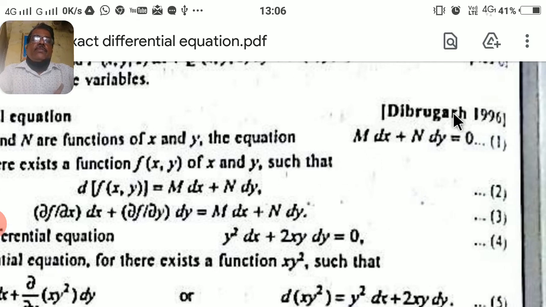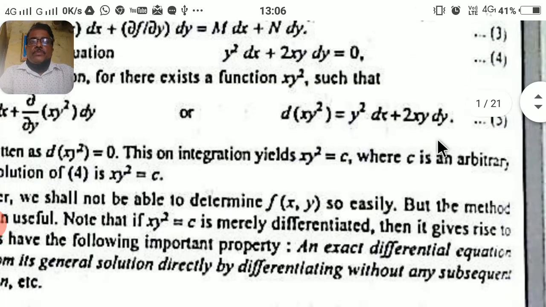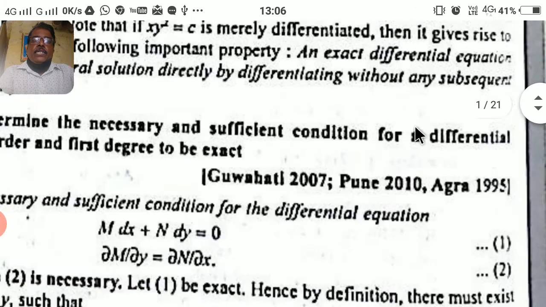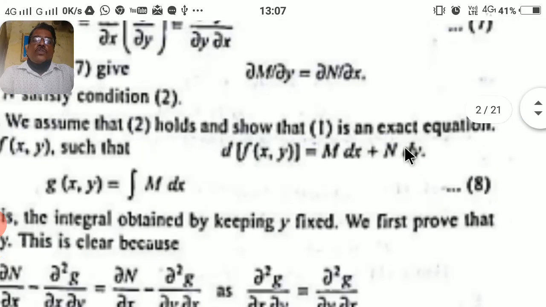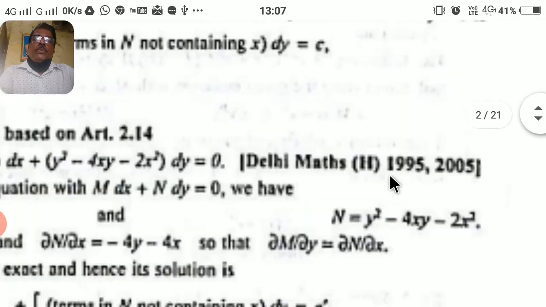So if there exists a function whose differential is equal to this equation, it is known as an exact differential equation, right? So now we find the necessary and sufficient condition for a given equation to be exact.